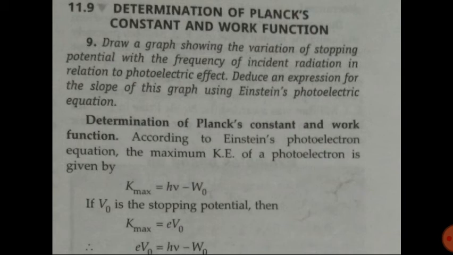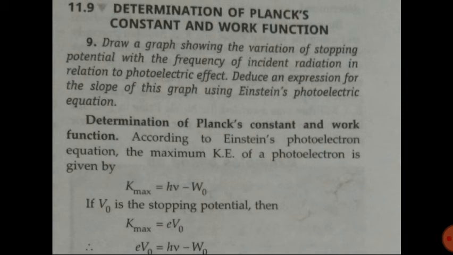In the previous video, we discussed how classical wave theory failed in explaining the photoelectric effect, and how, with the help of Einstein's quantum theory, which was based on Planck's quantum theory, we succeeded in explaining the whole photoelectric effect and various phenomena related to that. Today the topic we are going to discuss is determination of Planck's constant and work function.